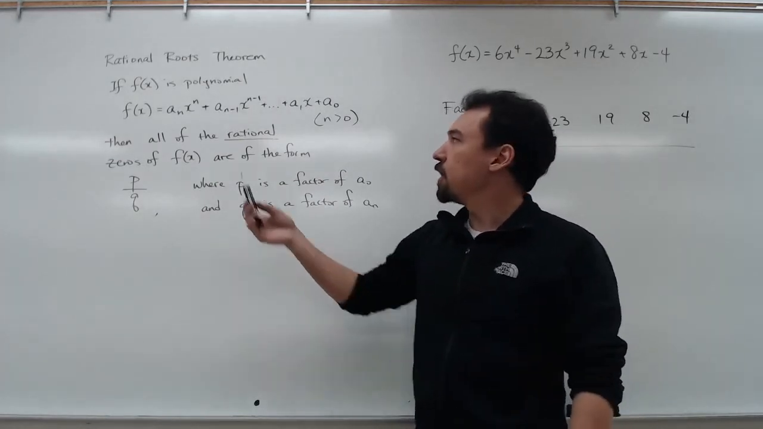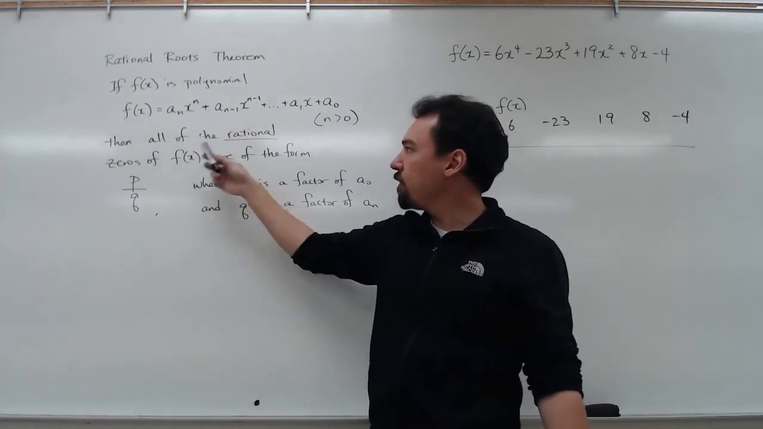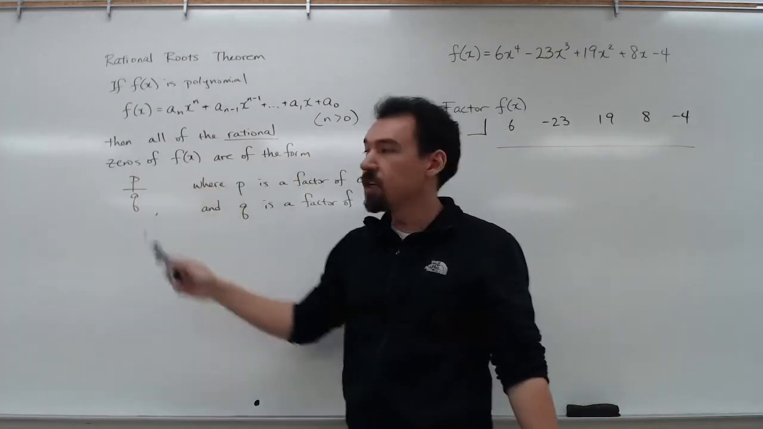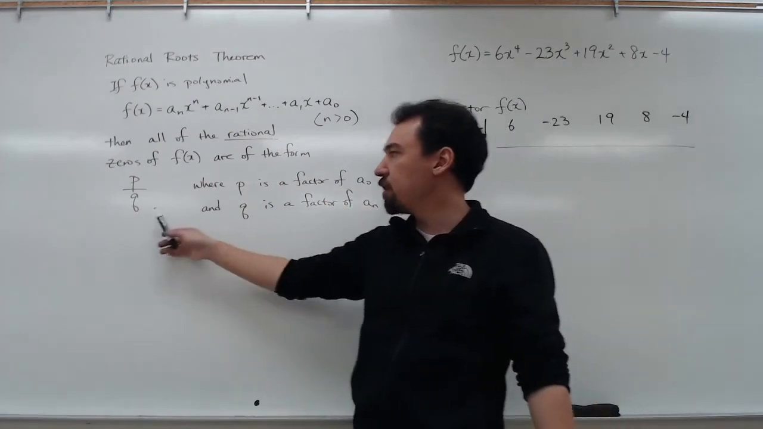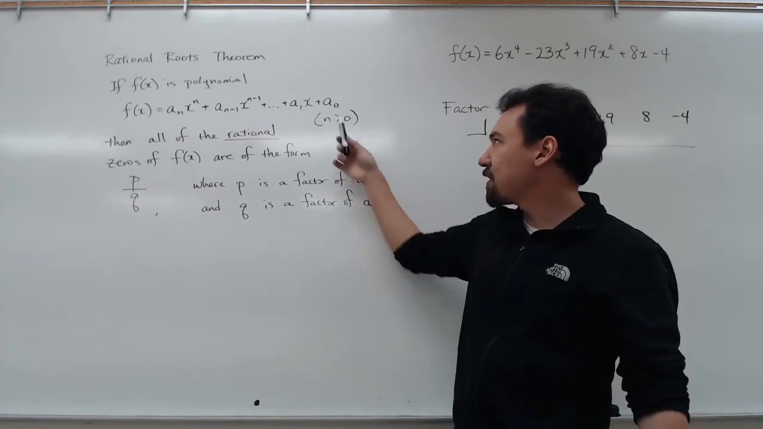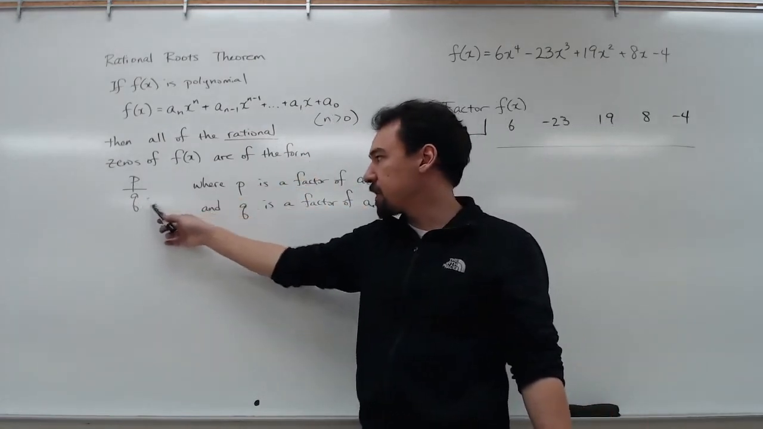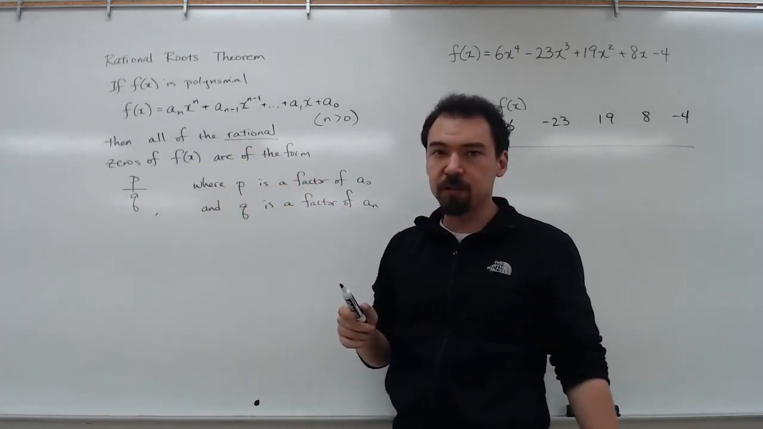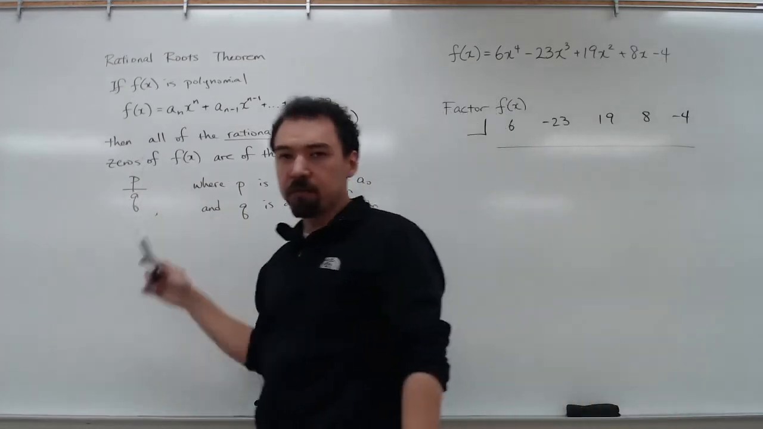Okay. So it says if f of x is a polynomial with the standard notation, then all of the rational zeros, keep in mind zeros and roots are the same thing, so all of the rational zeros of f have to be of the form p over q, where the numerator of this fraction is a factor of a sub 0, the constant term, and the denominator of this fraction is a factor of a sub n, which is the leading coefficient. Every possible rational root has to be of this structure.